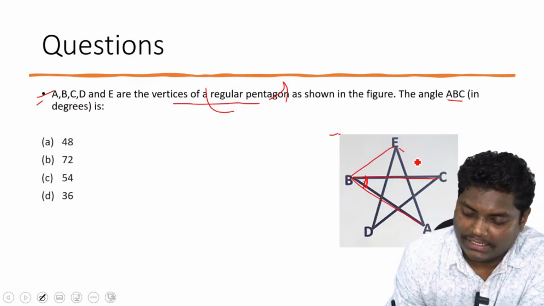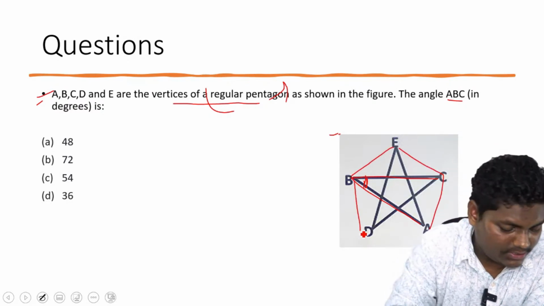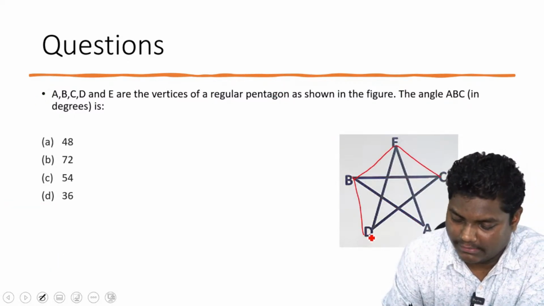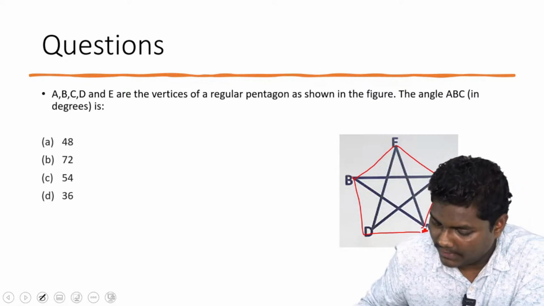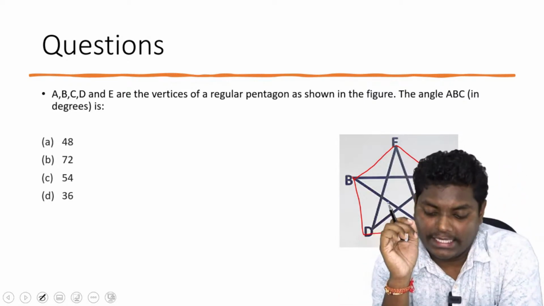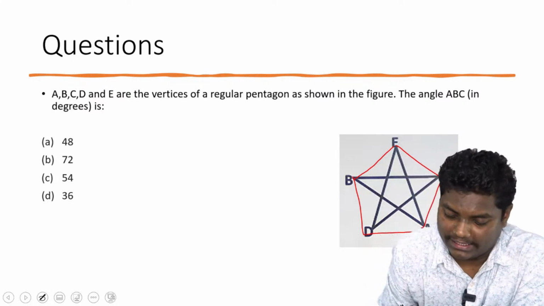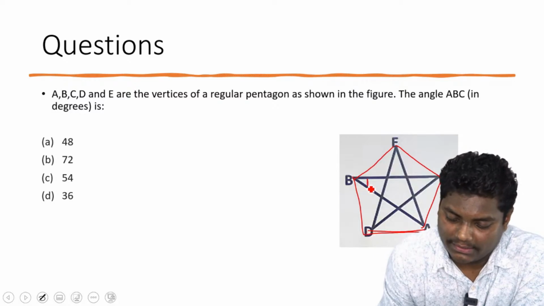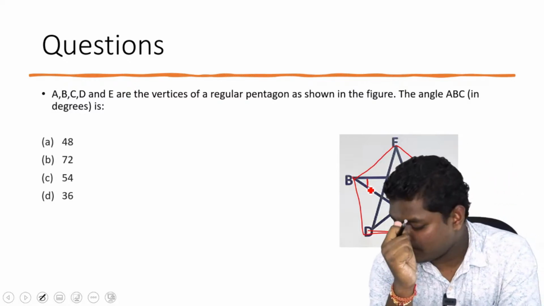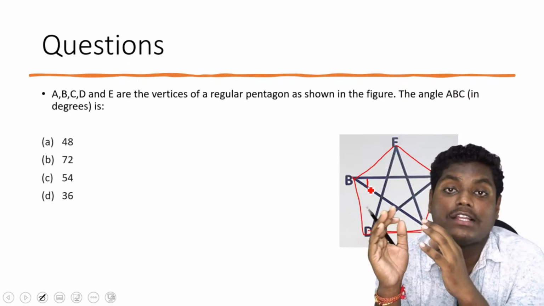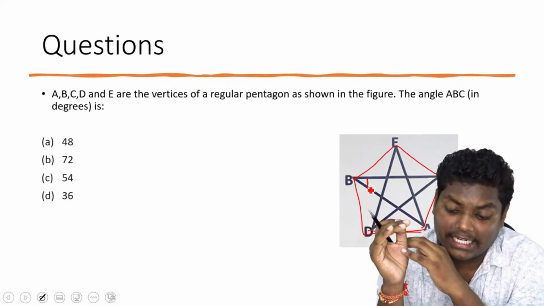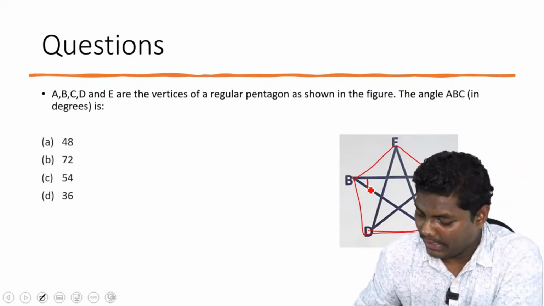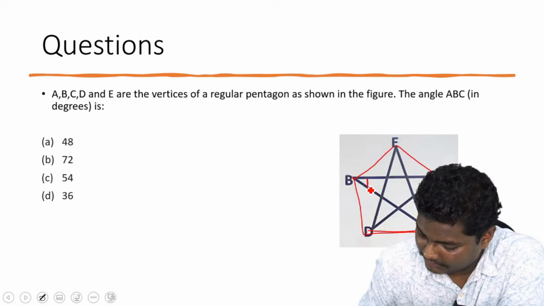One thing you can do is connect all the vertices and see if you're getting a hint. You can connect all the vertices and see what you can find. We want to find this angle. Try and correlate this with the interior angle, each interior angle that we'll be seeing for a pentagon. You might get a hint out of that.